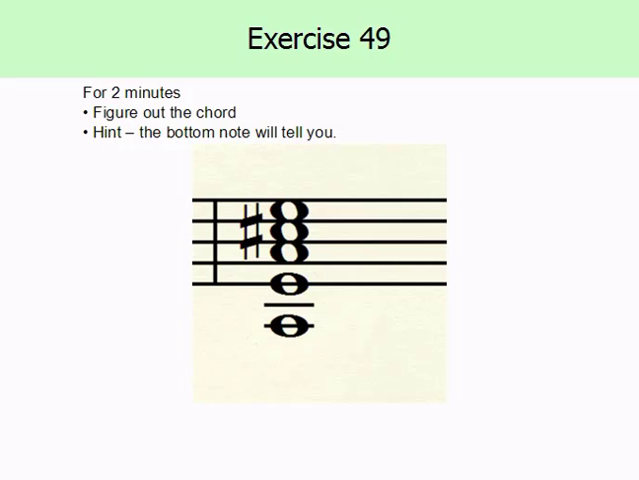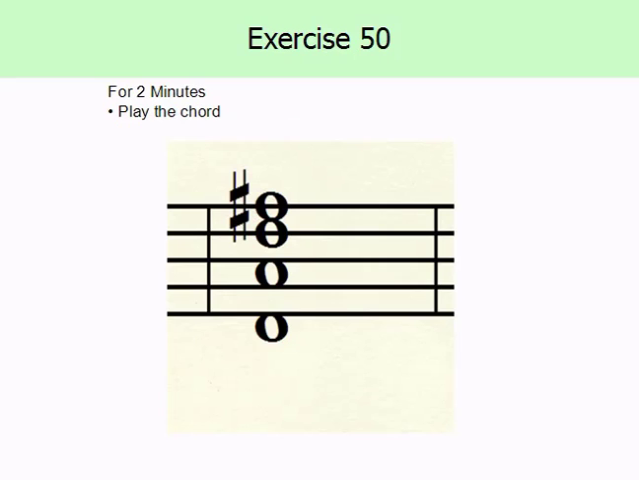All right, exercise 49. Figure out the chord. The bottom note will tell you. You know the bottom note? What is it? I believe that's an A. Then an E, an A, a C sharp, and an E, which makes an A major chord. And those are the notes that you'd play.